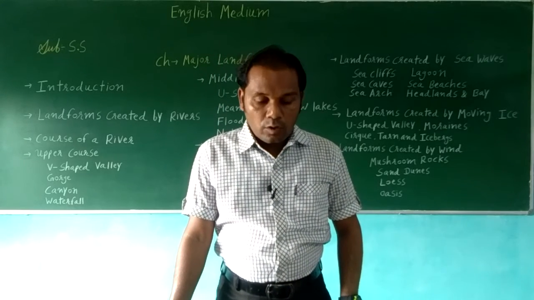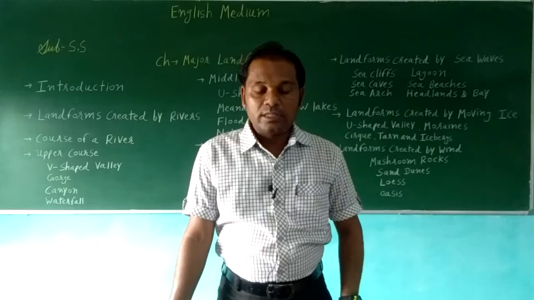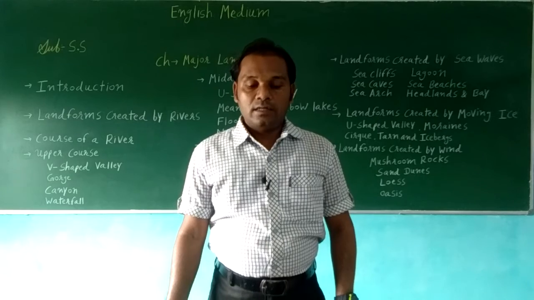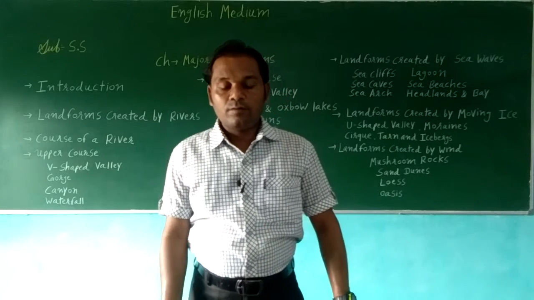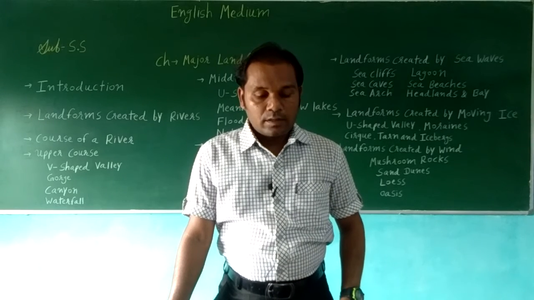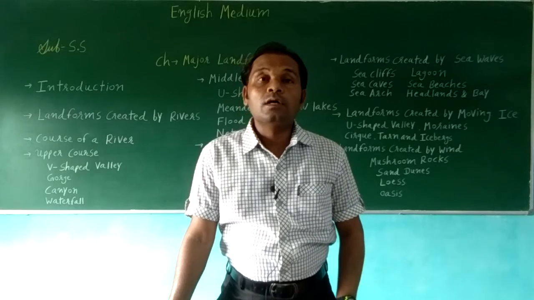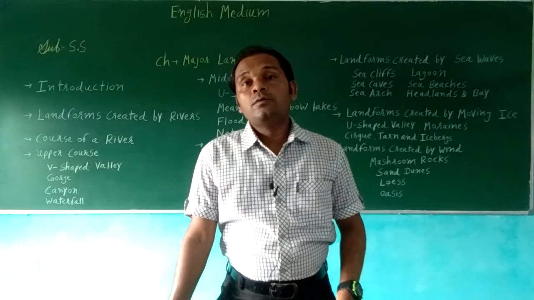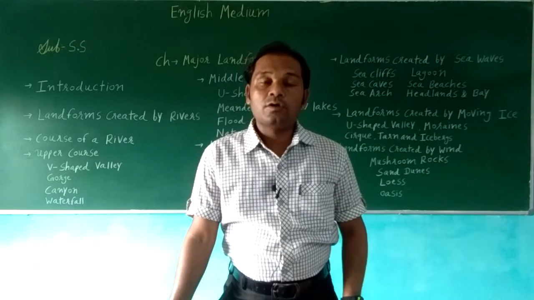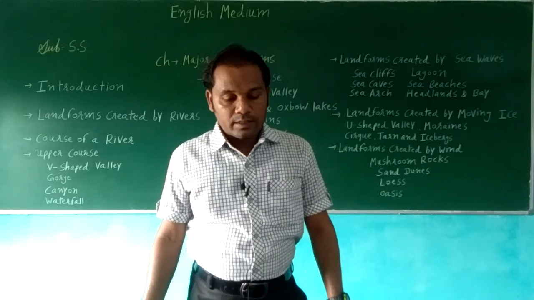The second thing is a gorge. A gorge is a deep, narrow valley with steep rocky walls. It is located between hills or mountains, and it is usually formed when a river erodes hard rocks vertically.